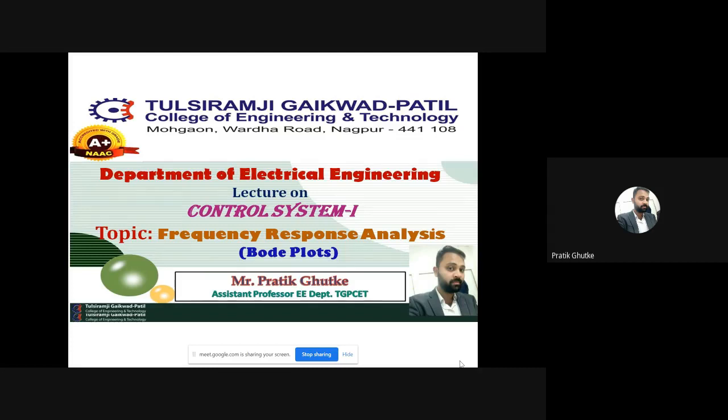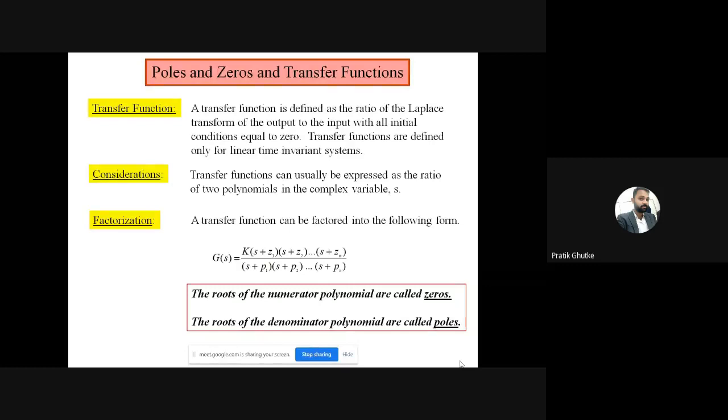So what does Bode plot actually mean? We know the poles and zeros of the transfer function. Poles lie on the denominator side, and zeros are on the numerator side.